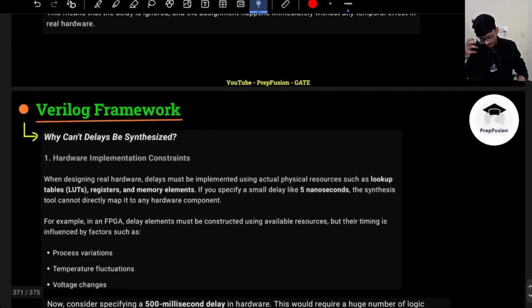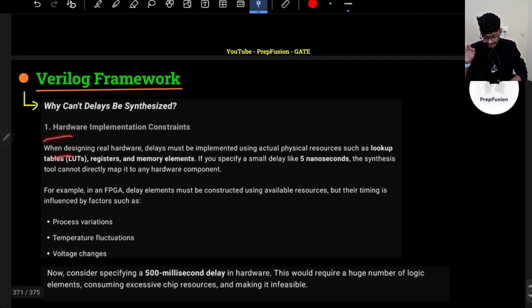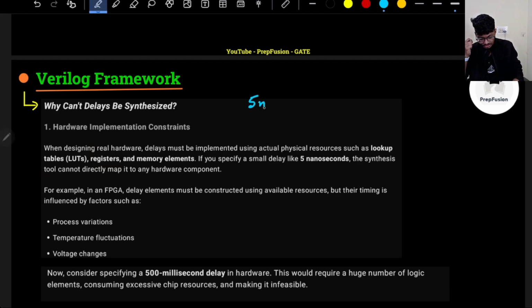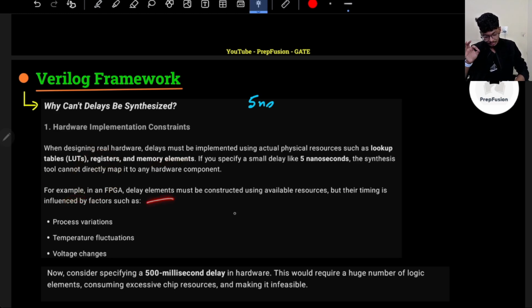So let's understand why that is the case. First, when designing real hardware, delays must be implemented using actual physical resources such as lookup tables and registers. So it is not that simple to simulate delays. Let's say you want 5 nanoseconds of delay. How do you simulate the delay? With the hardware components themselves, like the memory elements and registers. For example, in an FPGA, a delay element must be constructed using the available resources, but their timing can be influenced by many things.